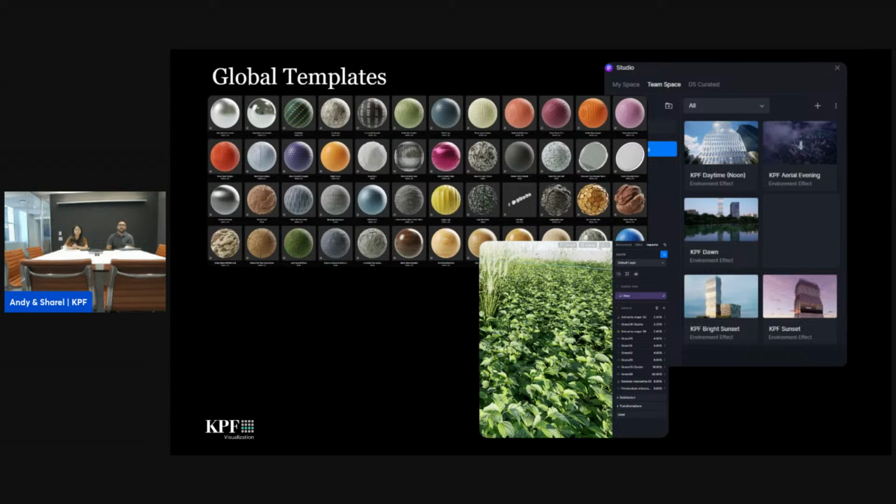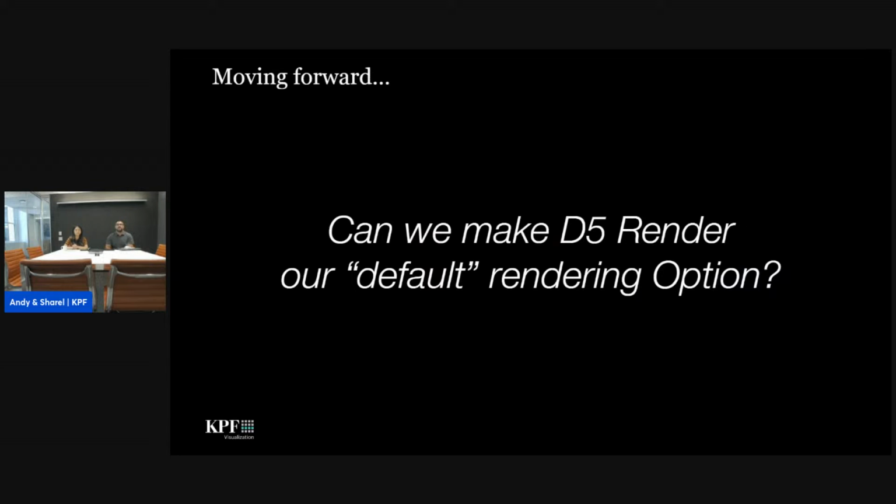We'll also be working on custom scatter presets. There's specific vegetation we use in different areas of the world. So being able to have that, and then someone who's got no experience to drag and drop, that's a huge time saver. And then lastly, just moving forward, can we make D5 render our default rendering option? And I think we're close.